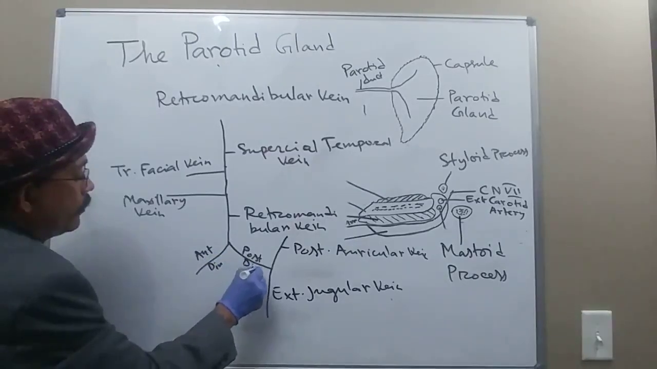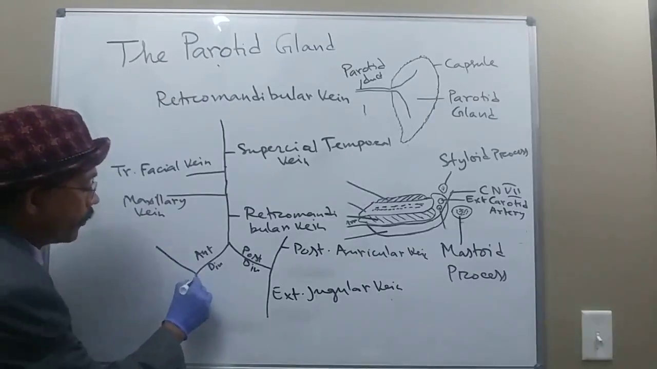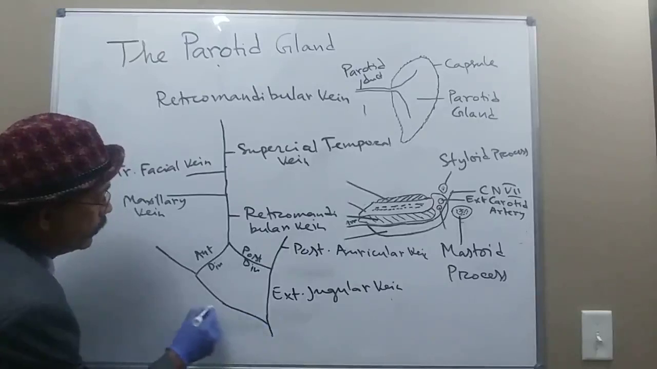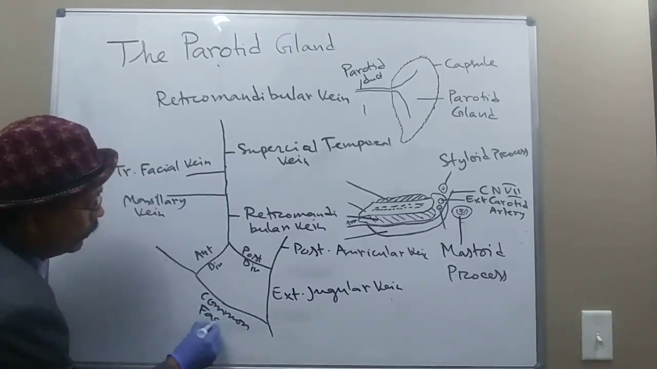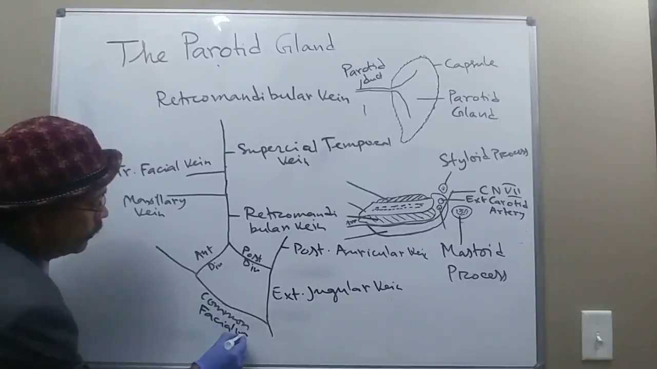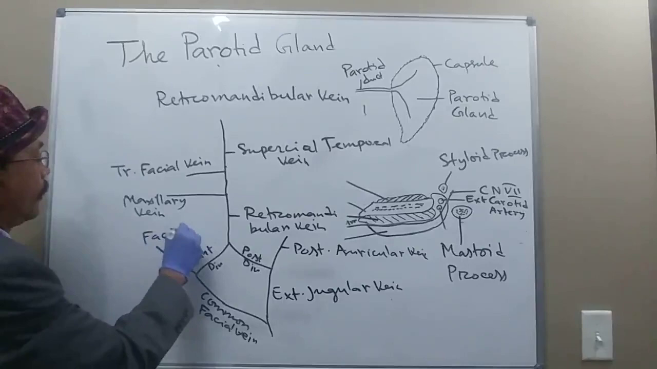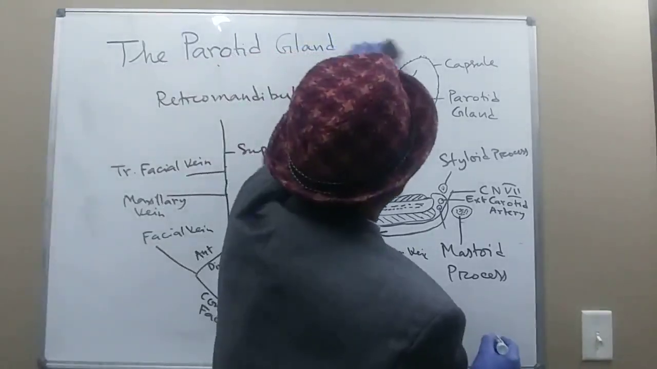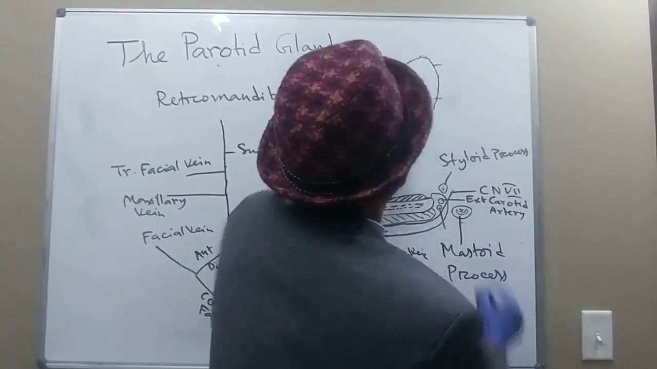The anterior division will unite with the facial vein to form the common facial vein that will also open into the external jugular vein. This is the common facial vein. This is the facial vein. So this happens inside the parotid gland, the retromandibular vein.